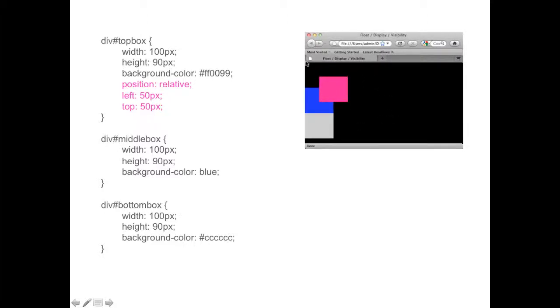It moves from this point 50 pixels down and 50 pixels to the right, which means when we say left 50 pixels, it means move 50 pixels from this side, which means leave 50 pixels on your left. When we say top 50 pixels, it means leave 50 pixels to your top and move that way.